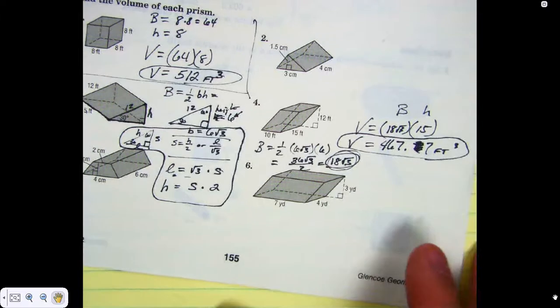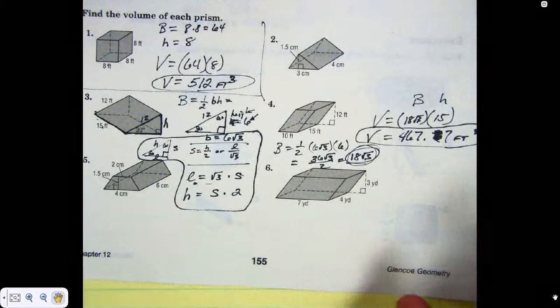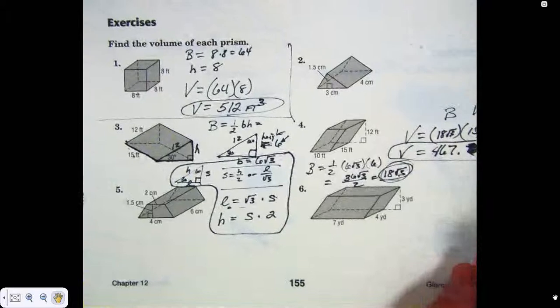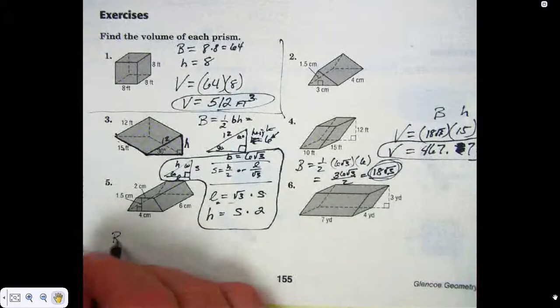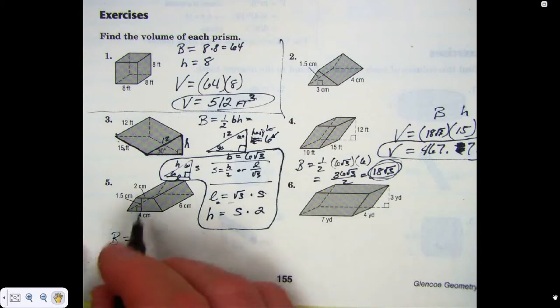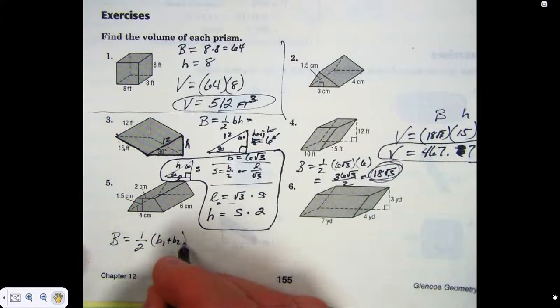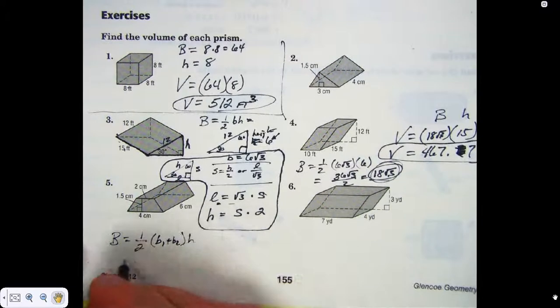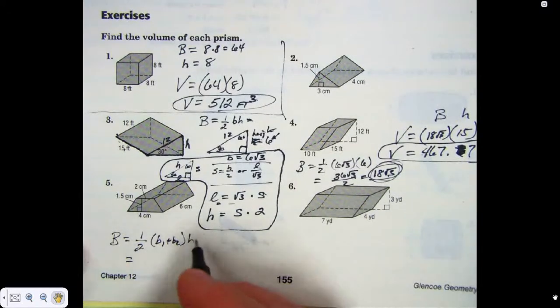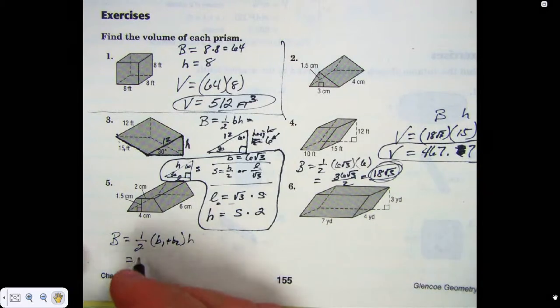Everybody write that down. So as you can see, that's about as hard as they can get, right? If you look at number 5, how are you going to find B here? What is the base there? It's called a trapezoid. How you find the area of a trapezoid is 1/2 B1 plus B2, all of that times the height. Once again, different B's and H's mean different things depending on what you're talking about.